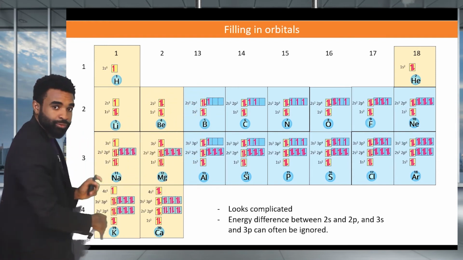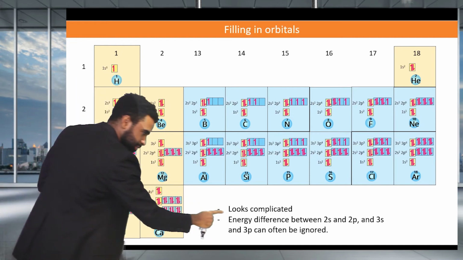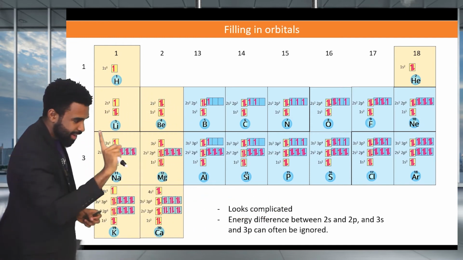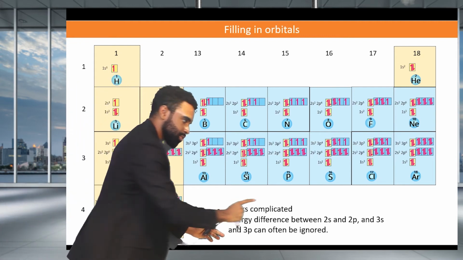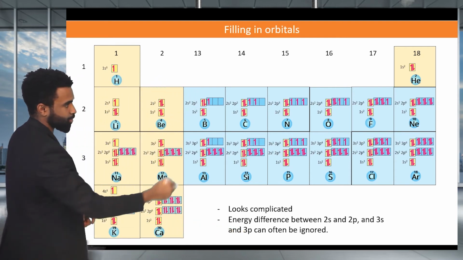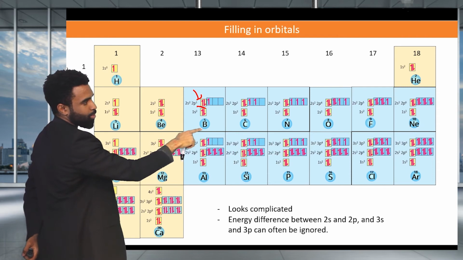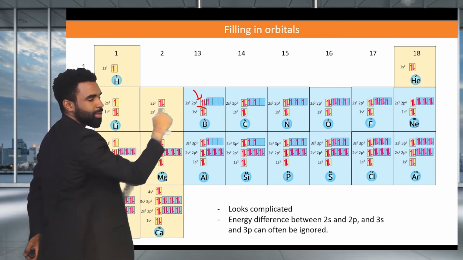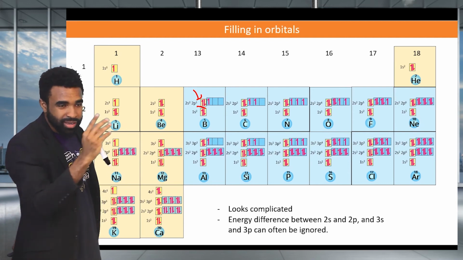This full configurations where you show the orbitals and the sublevels is a bit complicated. And secondly, the difference between sublevels is often not too important. So the difference between 2s and 2p and 3s and 3p, for example. So here, the difference in energy between these two electrons in boron's 2s and boron's 2p and the single electron in the 2p, often we can ignore it.